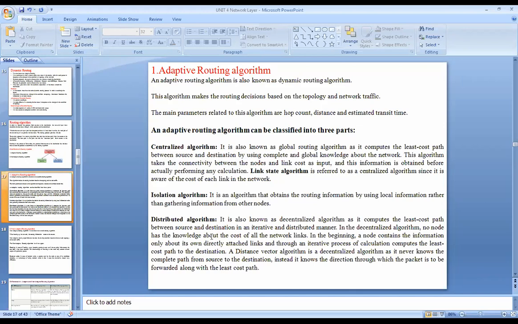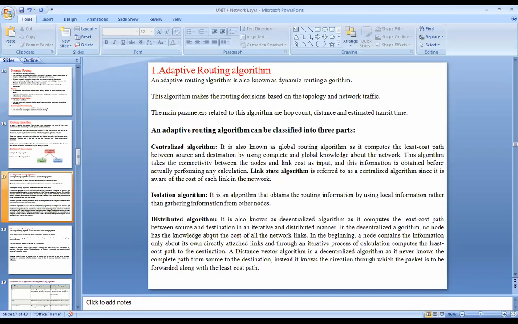So information is obtained before actually performing any calculations. Before sending any of the information, we did that calculation. After calculation, we came to know that this much hop count is required, this much distance it can travel, and this much time it is required to complete that particular task.